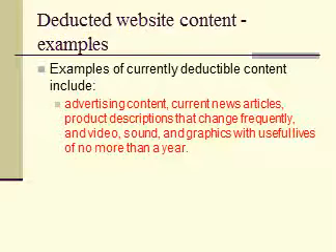Examples of currently deductible content include advertising content, current news articles, product descriptions that change frequently, and video, sound, and graphics with useful lives of no more than 1 year.